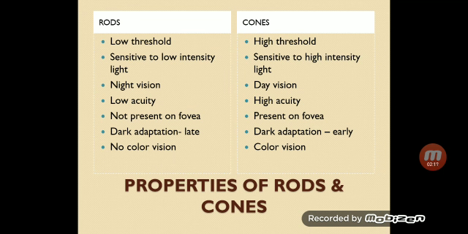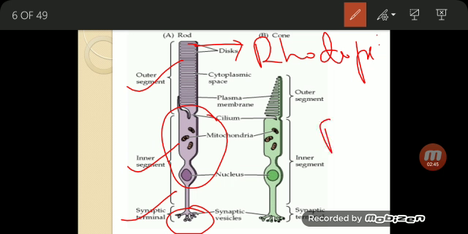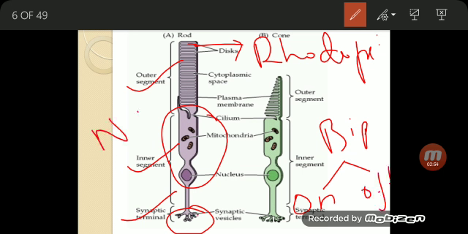So rods and cones in common have three important structures, that is the outer segment, inner segment, and synaptic terminals. In the outer segment you have the membranous discs. These are the discs in which the rhodopsin and iodopsin photopigments are present. And this is the inner segment which is rich in mitochondria, and the synaptic terminals, which connect to the bipolar cells, which have on center and off center, and these release and store the neurotransmitter glutamate.